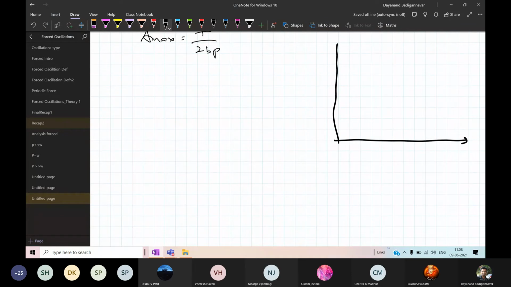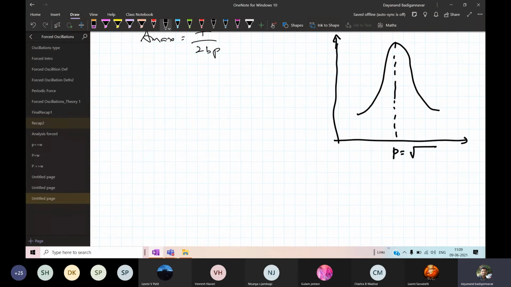So this is the graph you have. Look at this, this is the maximum. At this point, you get the condition for resonance, P equal to root of omega square minus 2b square. This is the maximum amplitude, A max.